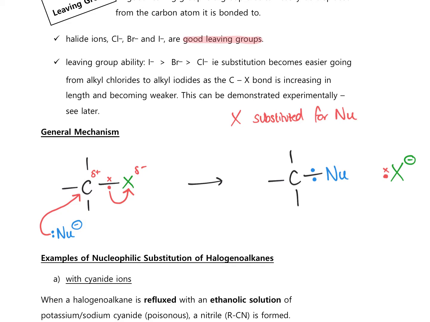So that's your general mechanism, and we'll see that in the first few examples. Sometimes a nucleophile will not have a negative charge, so we'll need to have a think about what that means in terms of our charges overall, but generally this is the mechanism that it follows. And so let's have a look now at some specific examples of reactions with particular nucleophiles.